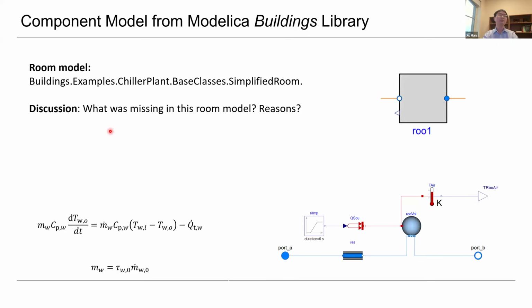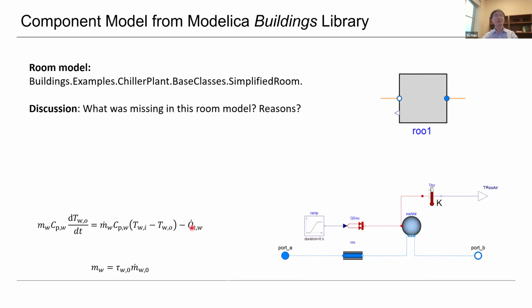And this is the room model we use. It's a very simple room model. If you know Modelica, you can see this is a mixing volume, right? This is just the volume. This is the heating source. The heating source can mimic the heat dissipation from the IT servers, right? And then two ports, very simple, right?